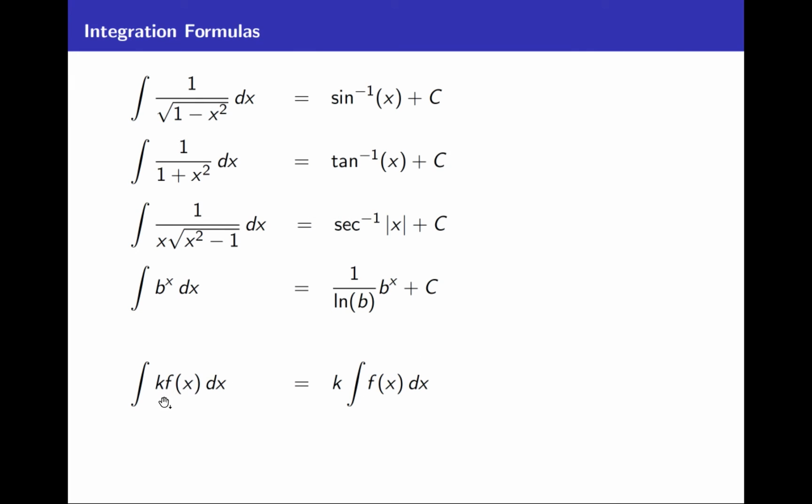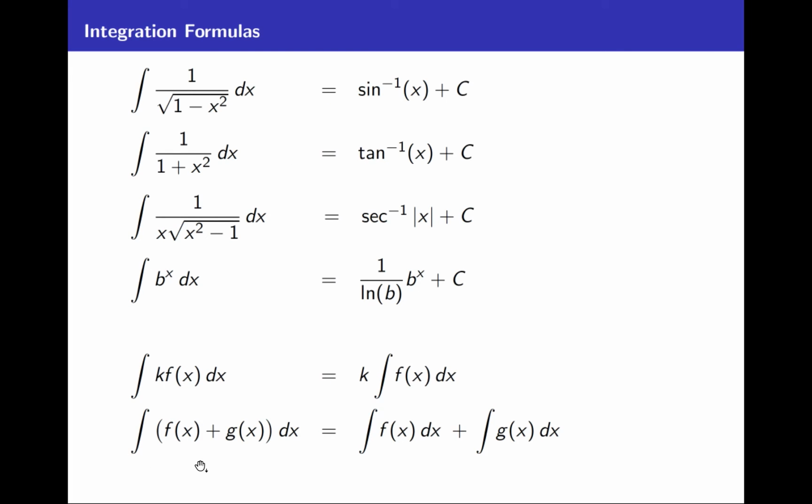Now here's a slightly more general formula. We call this one the constant multiple rule for integration. It says that if you ever have the integral of k times f of x dx, that's the same as k times the integral of f of x dx. You can factor the constant k out of the integral sign. But it has to be a constant. You can't factor out a variable from the integral sign. You have to factor out a constant. And this comes from just running the constant multiple rule for derivatives in reverse.